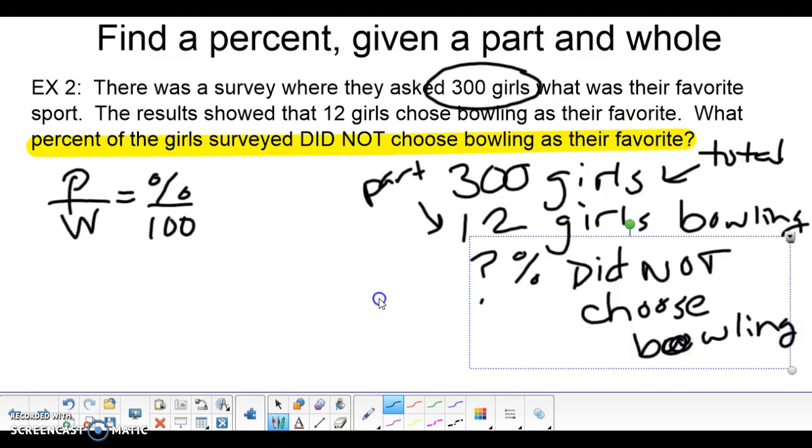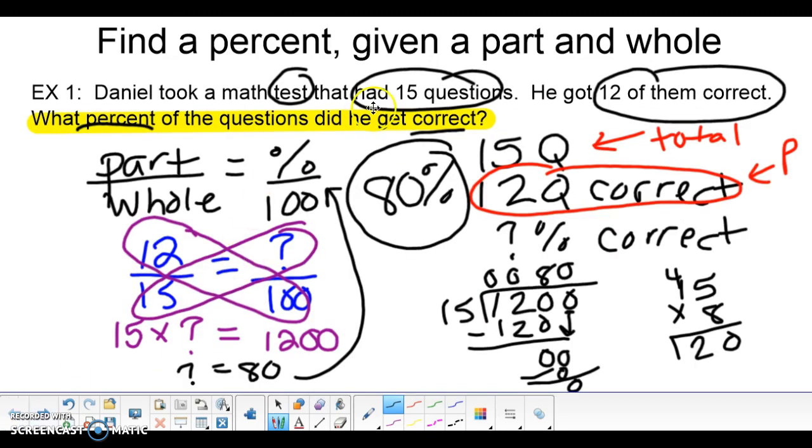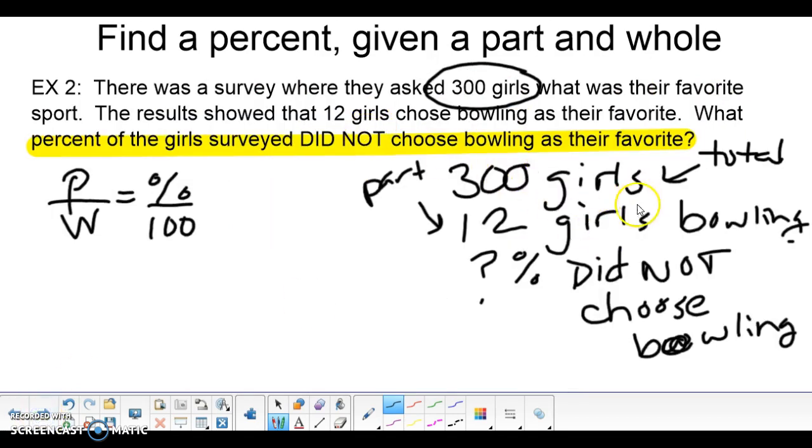Okay, so this one's a little different from example 1. Because going back to example 1, they told us how many were correct, and we had to find the percent that was correct. Here, they told us how many chose bowling, and we need to find the percent that did not choose bowling. So let's substitute our numbers now. My part would be my 12 girls out of 300. My percent is what I'm looking for.